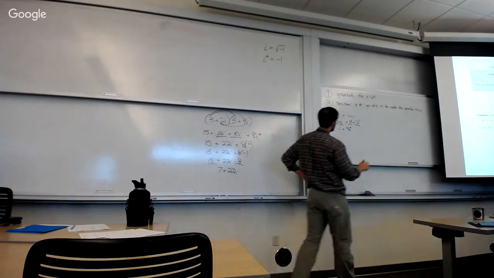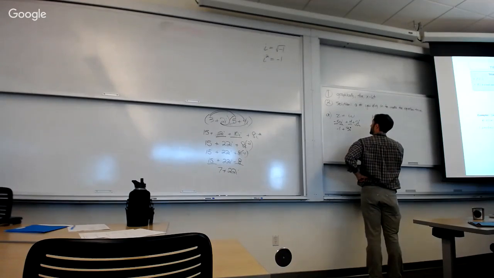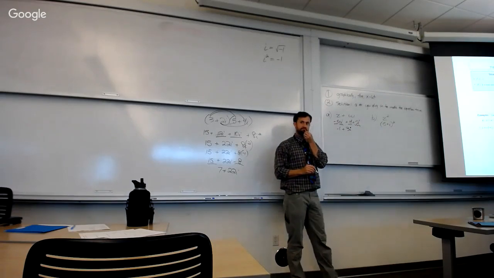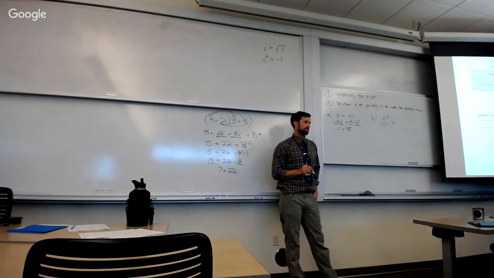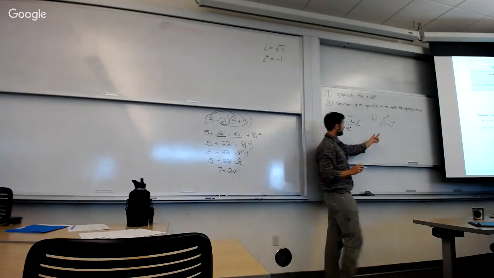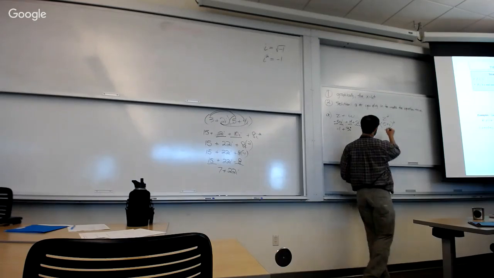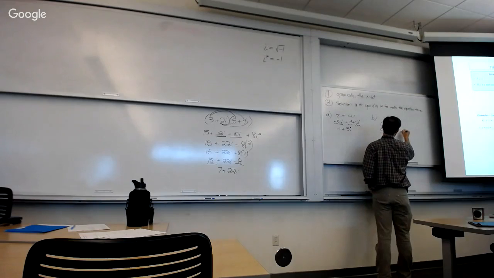How about part B? It says find z squared. So z, again, is negative 5 plus i. So how do we square that? How do we square negative 5 plus i? How do you square any binomial? What do you technically have to do? Okay, you multiply it times itself. So we're going to do negative 5 plus i times negative 5 plus i.